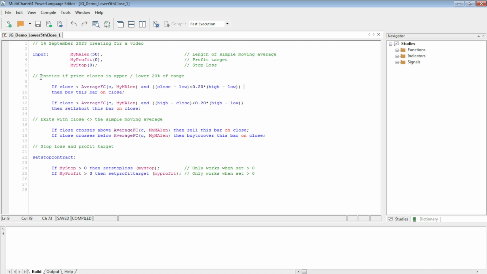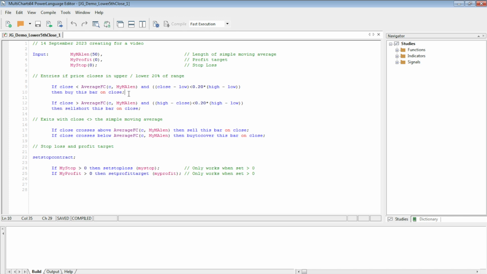So the next little subheading is entries if the price closes in the upper or the lower 20% of the bar's range. So let's have a look at this first buy entry order or long entry order. If the close is less than, and then we've got this here is essentially the 50-period moving average. So average FC, and then we've got of the close, comma, the length, which is at the moment equal to 50. So it's saying if the close is less than the 50-period moving average, and then this is our calculation to make sure that the close is less than the lower 20% of that bar's range, then buy this bar on the close.